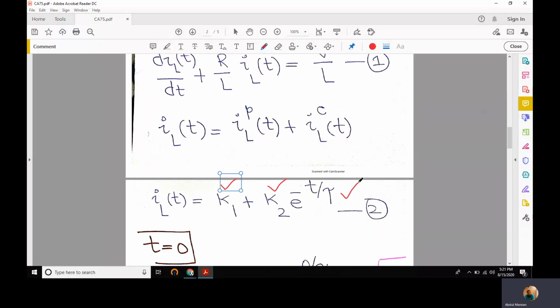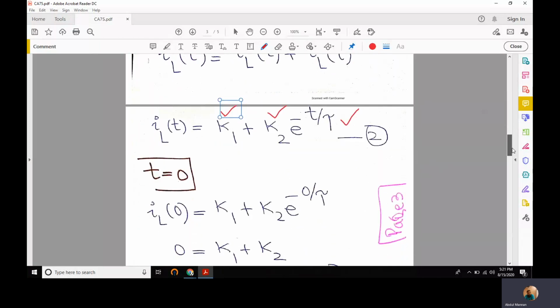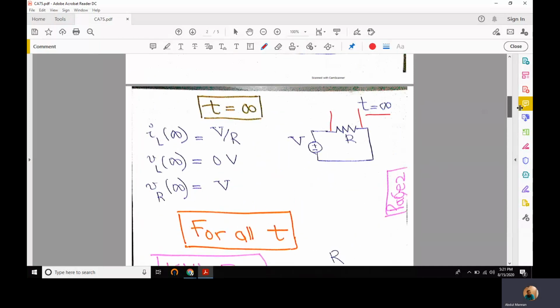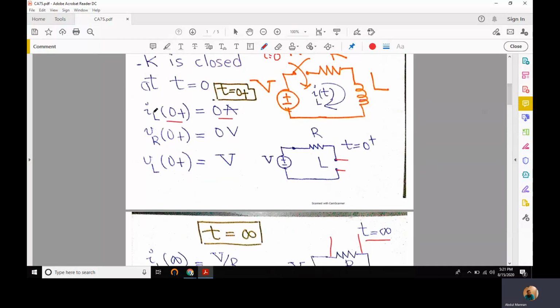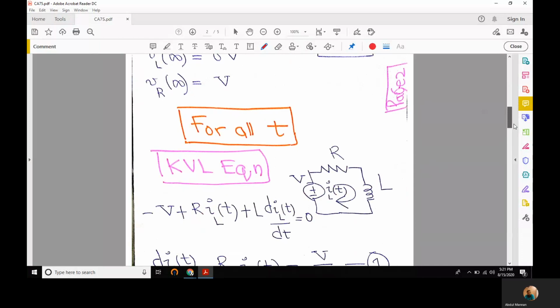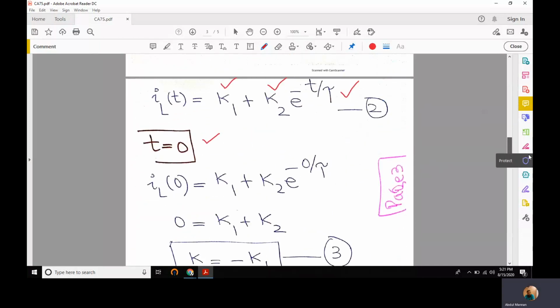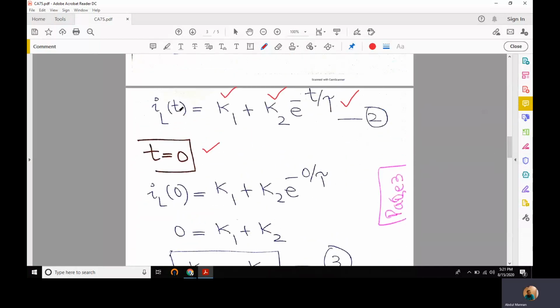When we were analyzing RC circuits, we studied that we can find two of these unknowns by putting in initial conditions. We know that at time t equal to 0, we computed that I was 0. At time t equal to 0 plus, I is 0. So let's put t equal to 0.